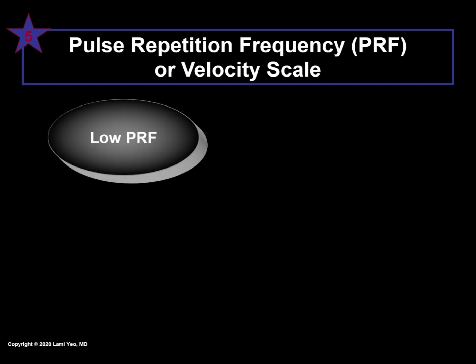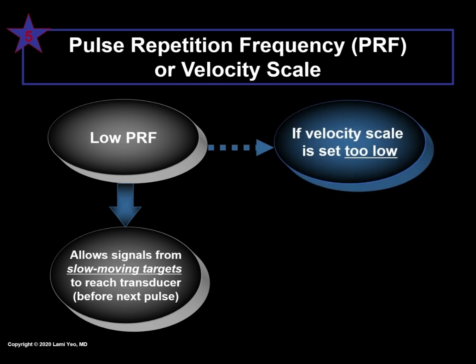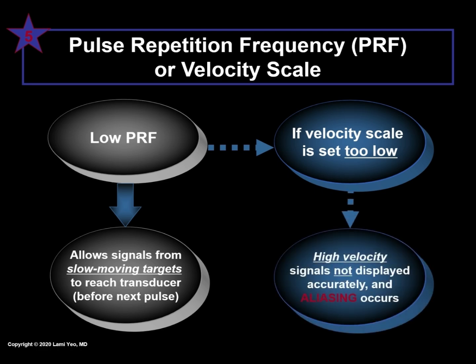Now, what happens if the PRF is set too low? A low PRF allows signals from slow-moving targets to reach the transducer before the next pulse is emitted. But when there is high velocity blood flow and the velocity scale or PRF is set too low, high velocity signals will not be displayed accurately and a phenomenon known as aliasing occurs. This may lead to misinterpretation of the flow patterns.